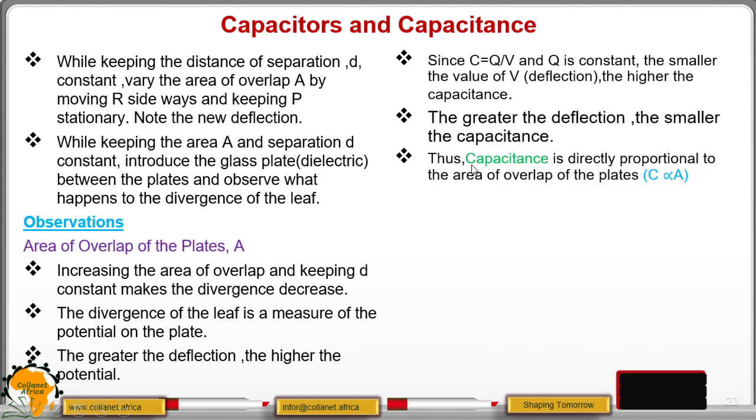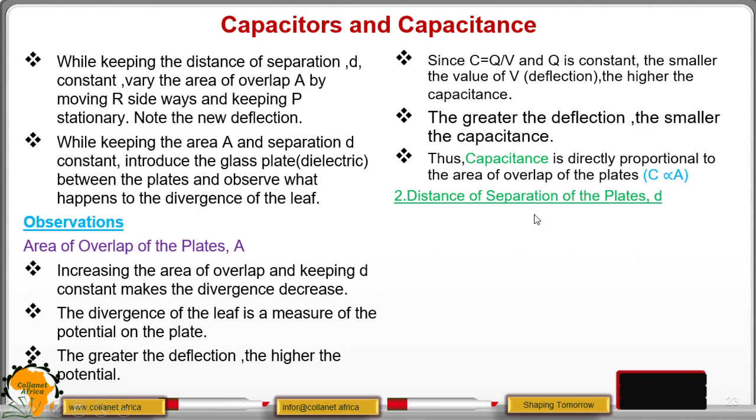So from here, we can say that as we increase the area of overlap, what is happening in the divergence is that it is decreasing, which implies that as we increase the area, the voltage is decreasing. And remember, the deflection is referring to the value of the potential difference. Thus, we can say that the capacitance is directly proportional to the area of overlap. In other words, C is directly proportional to A.